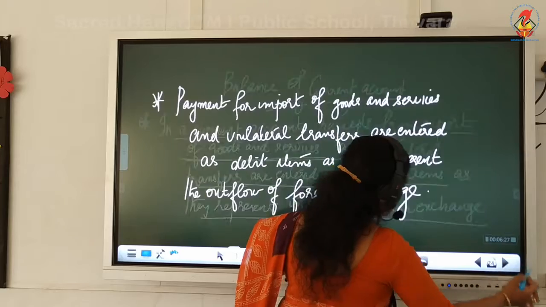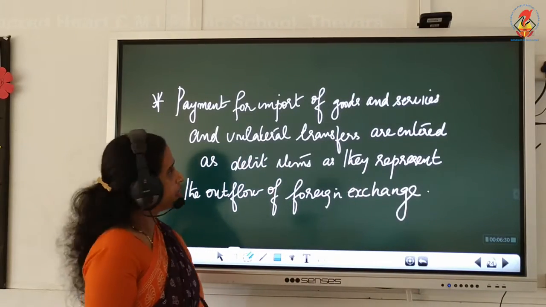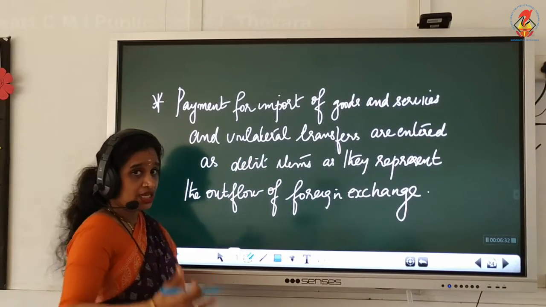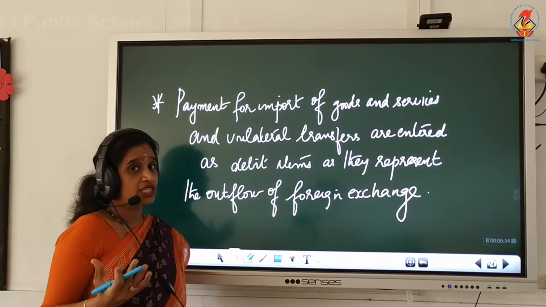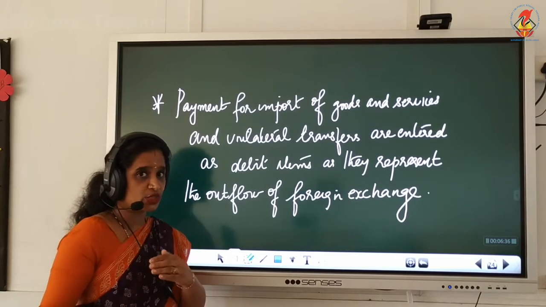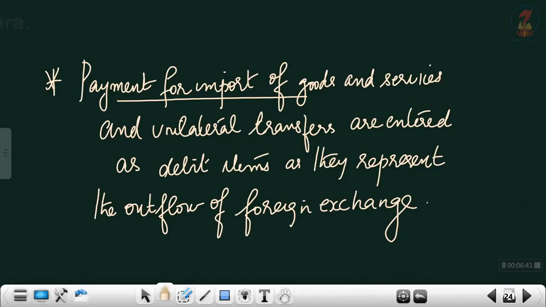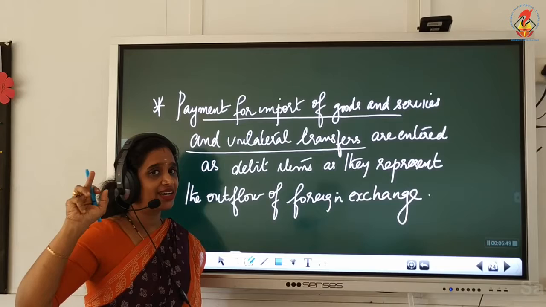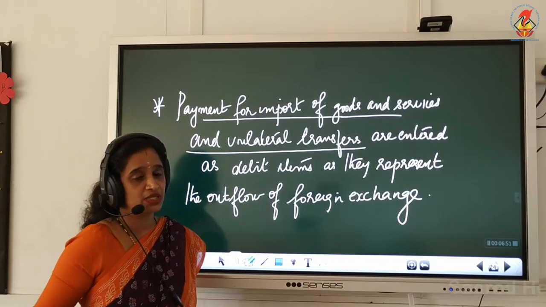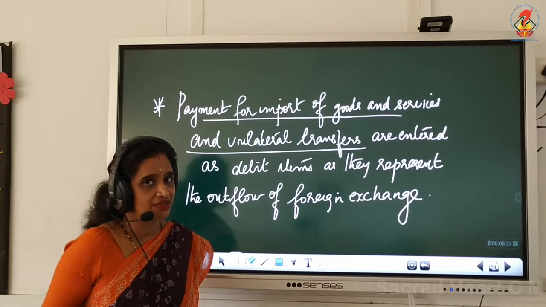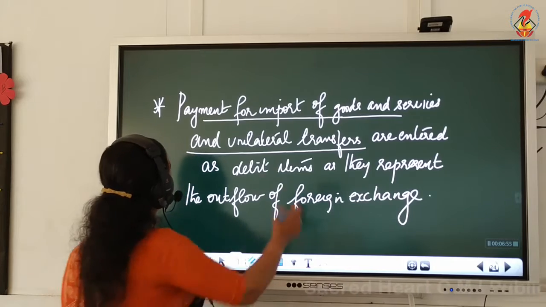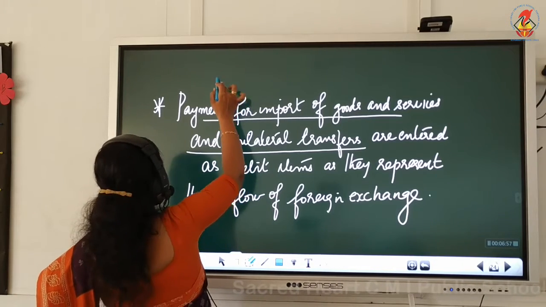The second step in the balance of current account is, the previous one was export. Now we will take the next one, import. Obviously it will be import. Payment for imports of goods and services and unilateral transfers. Once again I am repeating, current account has three components: unilateral, visible items and invisible items. Visible is goods, invisible is services.